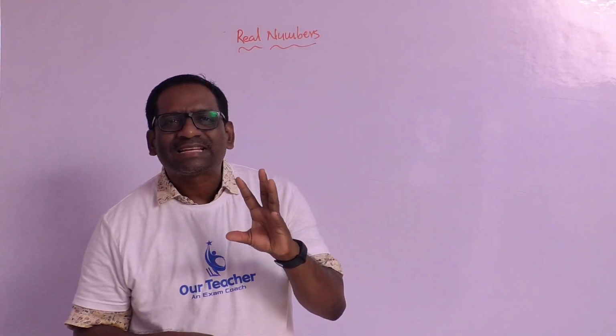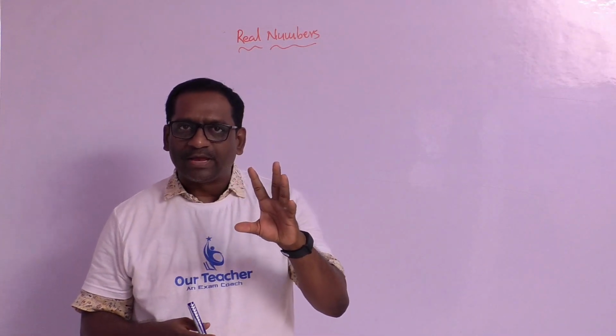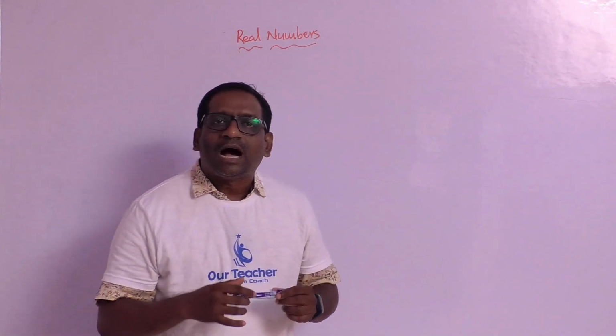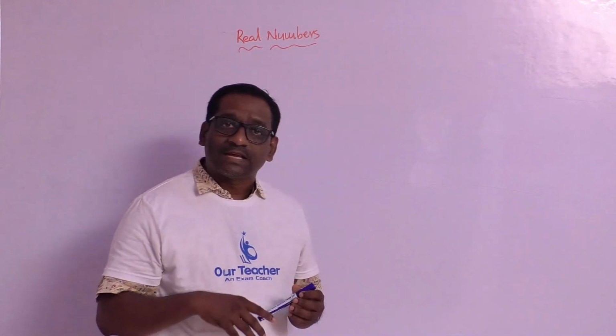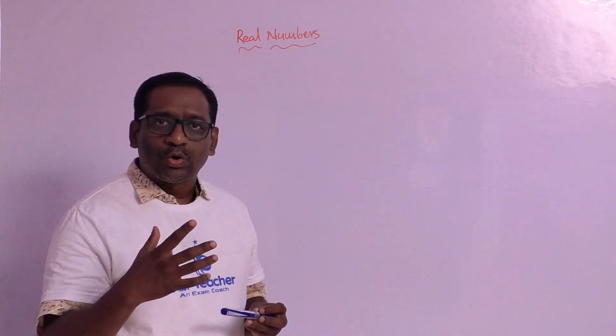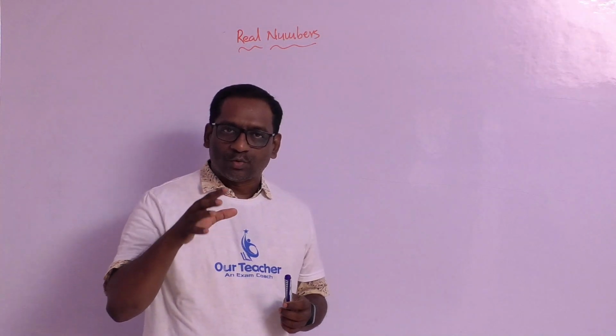A rational number is a number in the form of p by q. That means all the fractions will be in that particular set. Some numbers which we are unable to express in the form of p by q are also there.